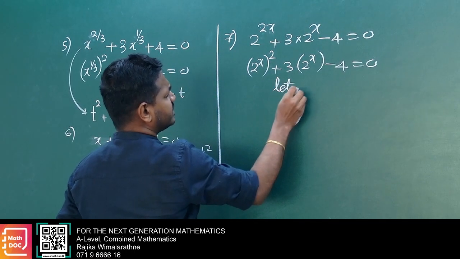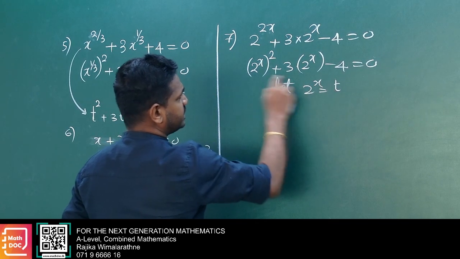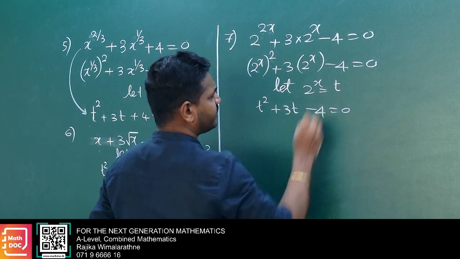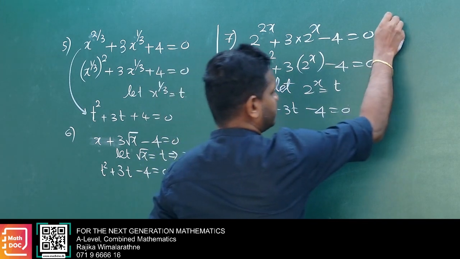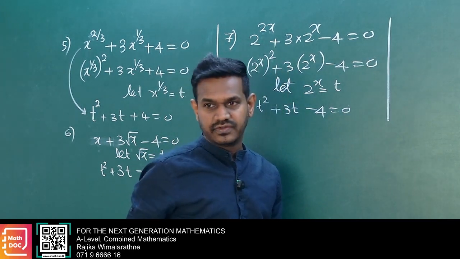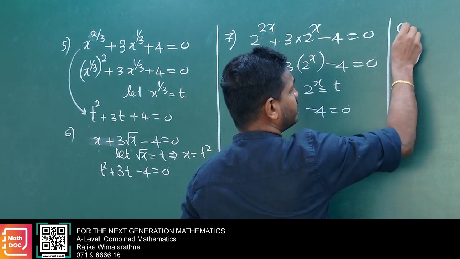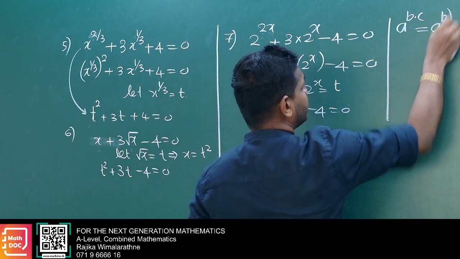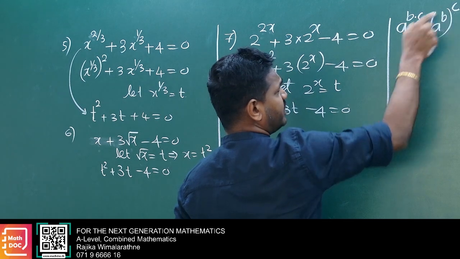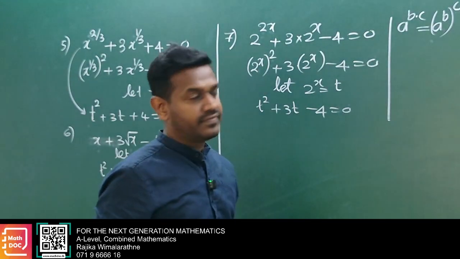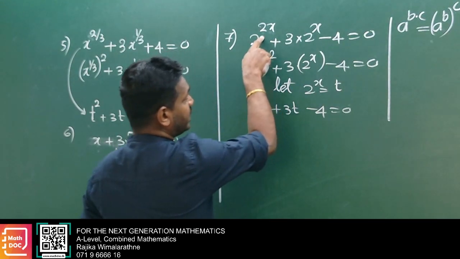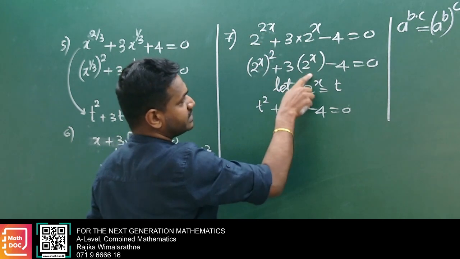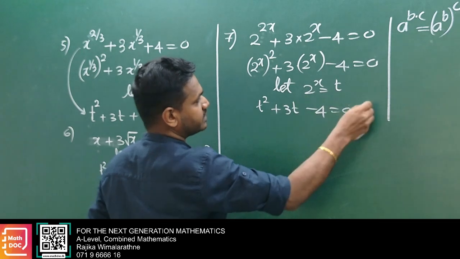Now you get 2 to the power x equals t, then here t squared plus 3t minus 40. Okay, so we have some index laws now. A to the power b to the power c, we say a to the power b times c. That's how we write 2 to the power 2x equals 2 to the power x to the power 2. Then here 2 to the power x, now you can put substitution.